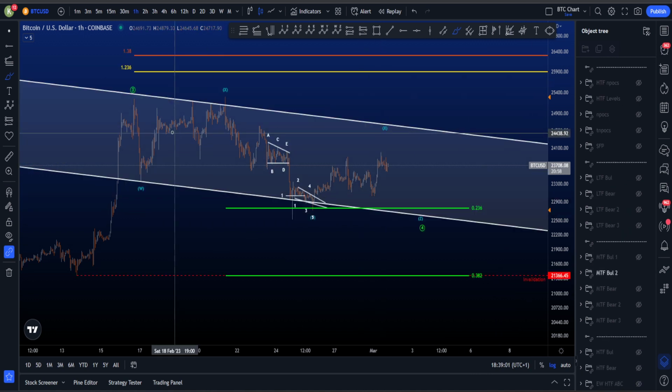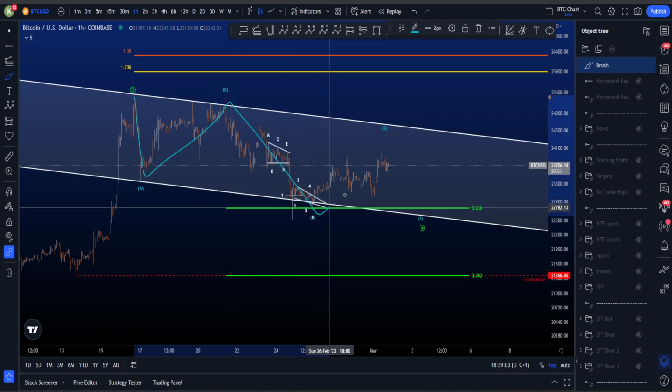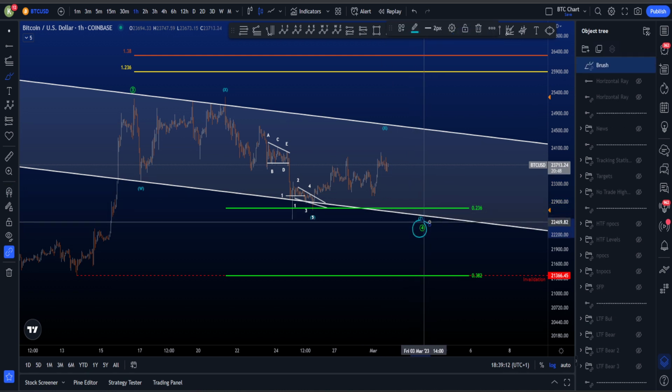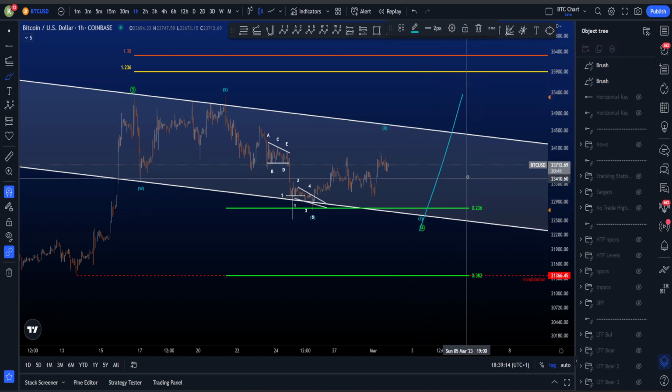The second bullish scenario is that this is a WXY, then maybe the end of X is over here, but more about that on the lower time frame counts. And then we would move down for wave Z, which then is the end of wave 4, and we can expect more upside to come.